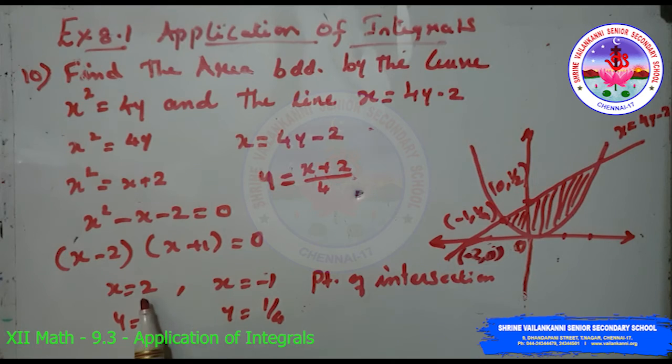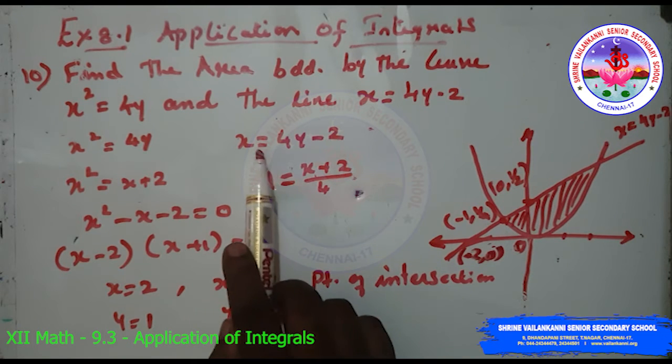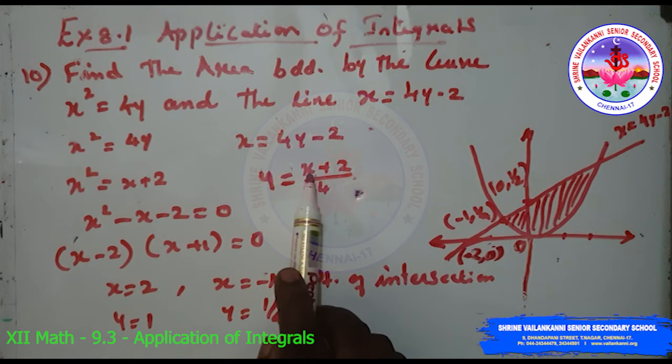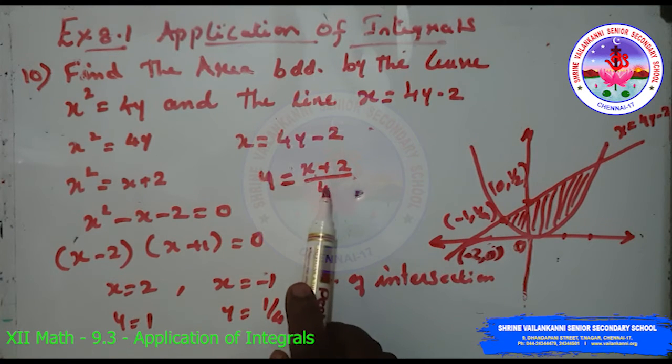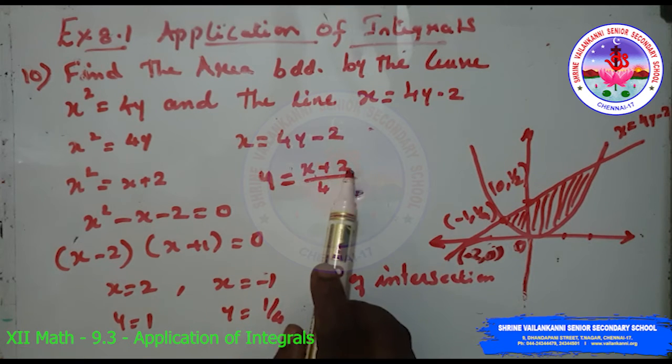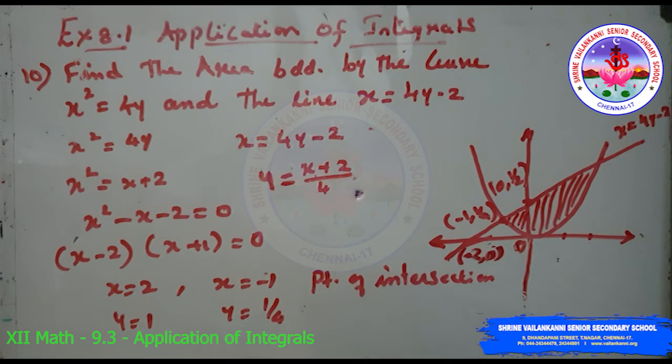So when x is 2, substituting here, x equal to 4y minus 2. So 4y equal to x plus 2, so y equal to x plus 2 by 4. Substituting x as 2, we get 4 by 4, which is 1. When x is 2, y is 1. When x is minus 1, y is minus 1 plus 2 by 4, which is 1 by 4. So the point of intersection is minus 1, 1 by 4.